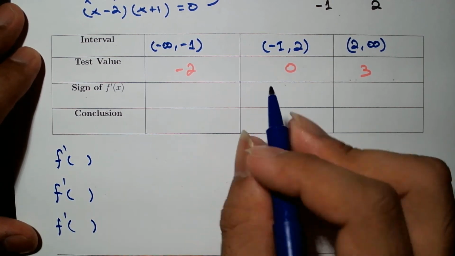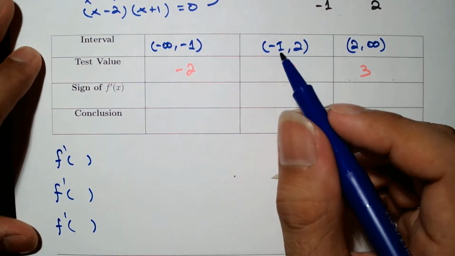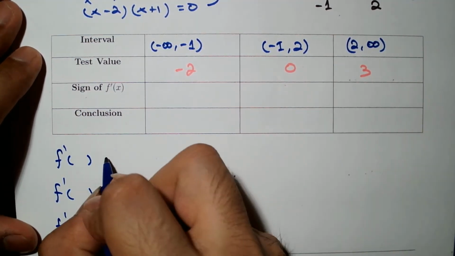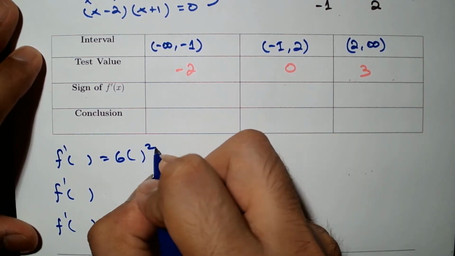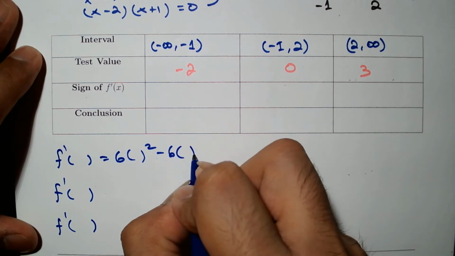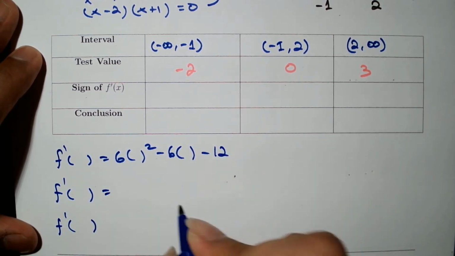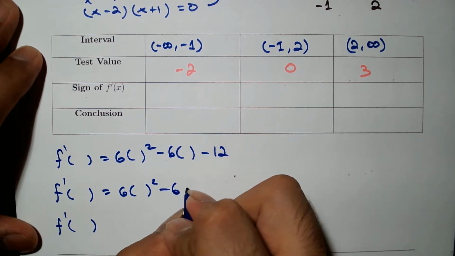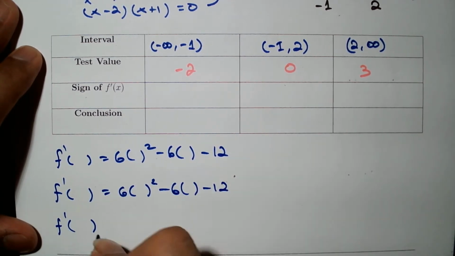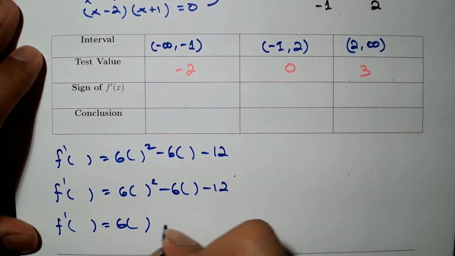So I'm going to evaluate the derivative. That's going to be 6 times the number squared minus 6 times the number minus 12. And finally, same.